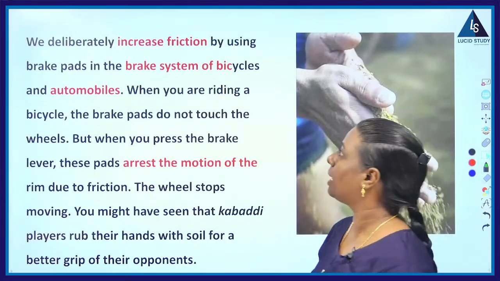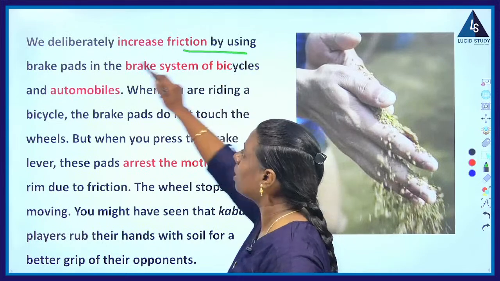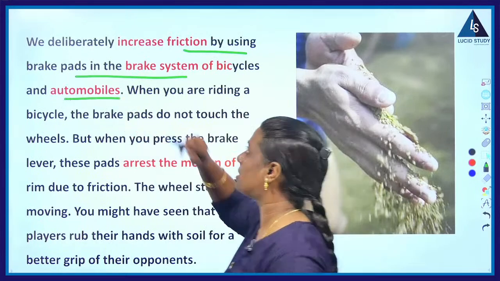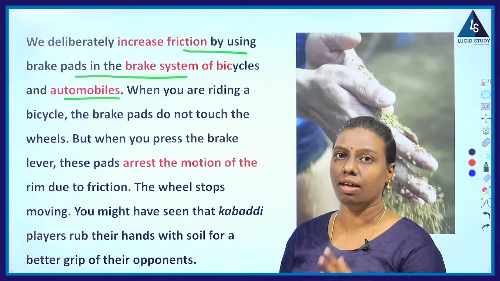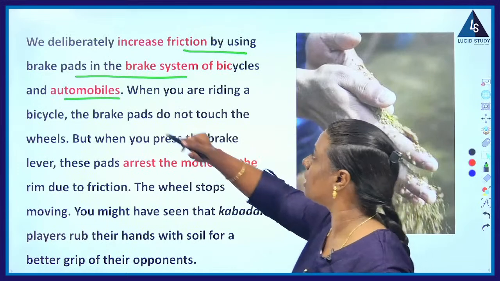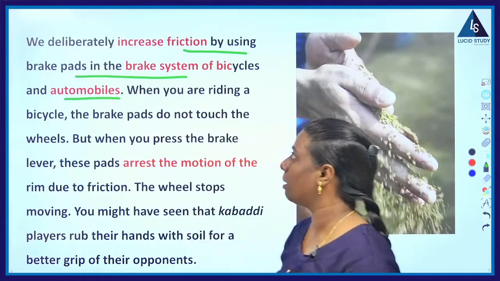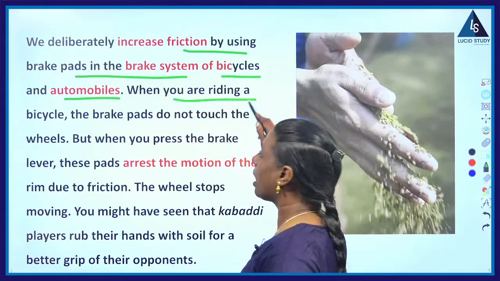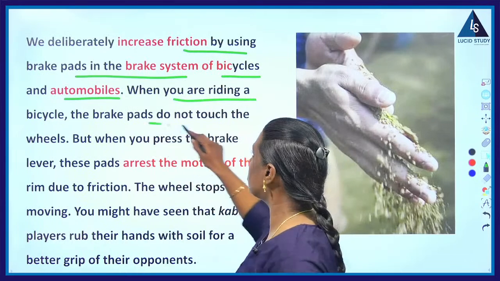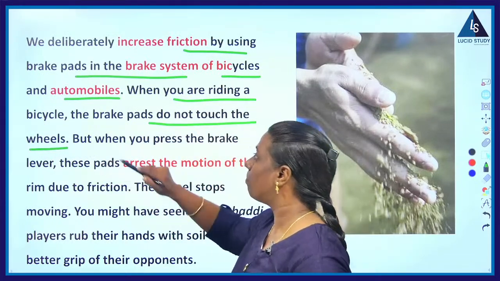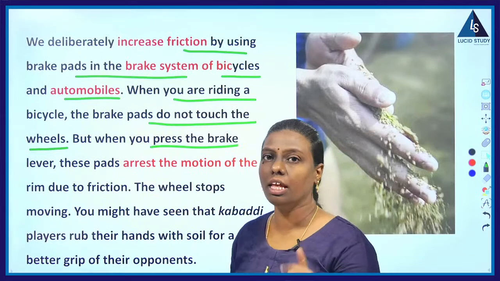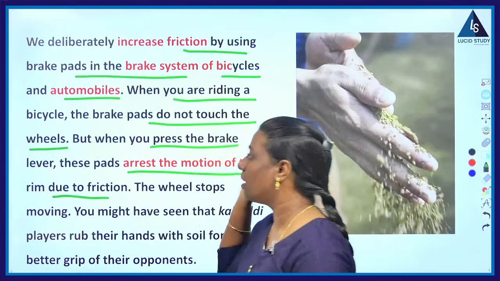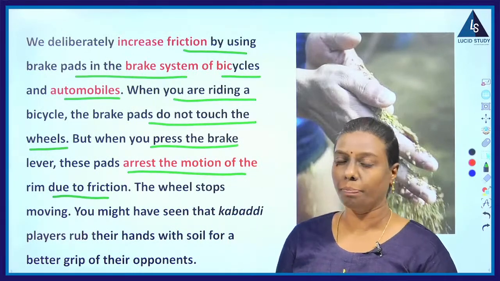And you can also deliberately increase the friction by using brake pads in the brake systems of bicycles and automobiles. So you can increase the friction in some ways. How? By applying brake pads in the brake systems of bicycles and automobiles. When you are riding a bicycle, the brake pads do not touch the wheels. But when you press the brake lever, these pads arrest the motion of the rim because of the friction, so that you can stop easily.